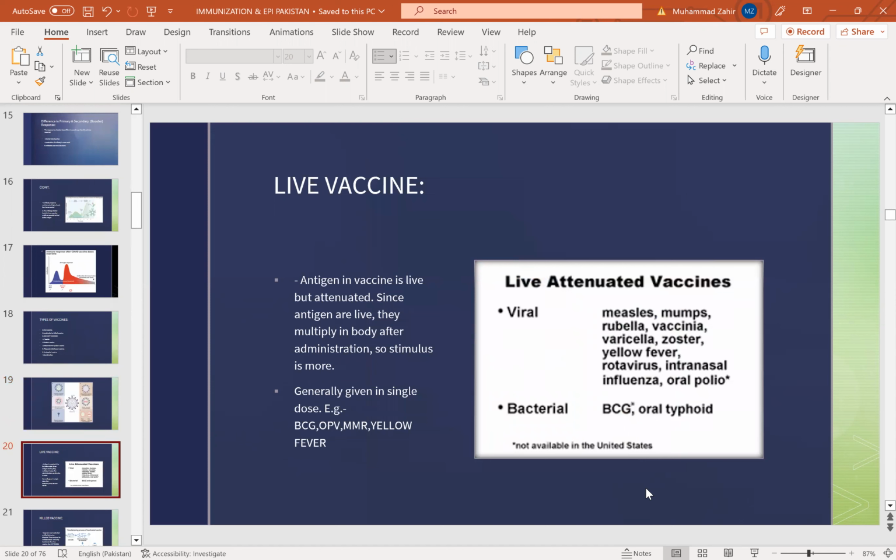Talking about the live vaccines, the antigen in the vaccine is live but attenuated. Since antigens are live, they multiply in the body after administration, so the stimulus is more, and it is generally given in a single dose. For example, BCG, OPV, MMR, yellow fever.